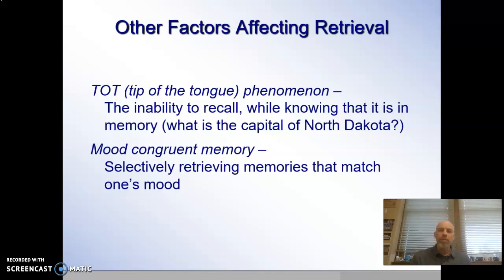Mood congruent memory. This is an interesting one. Kind of goes back to those flashbulb memories, but it doesn't have to be a big, powerful moment. Memories that we store when we're in an emotional state are more easily recalled when we're in that same emotional state later on.